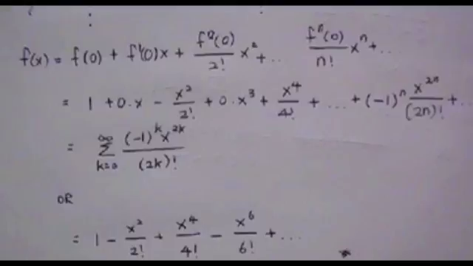Now can you see the pattern? All the odd powers of x cancel off due to the value of the function when x equals 0. So we can find the general form of this function as (-1)^n x to the power of 2n over (2n) factorial. Don't worry if you cannot find the general form of this function. We can just leave it as 1 minus x squared over 2 factorial plus x to the power of 4 over 4 factorial minus x to the power of 6 over 6 factorial, and so on.